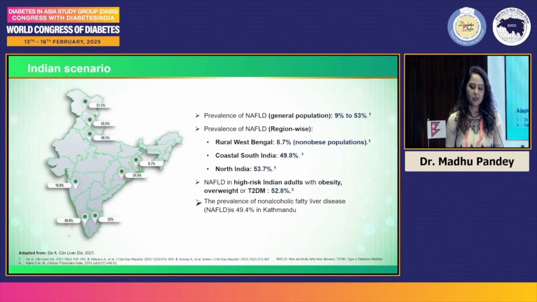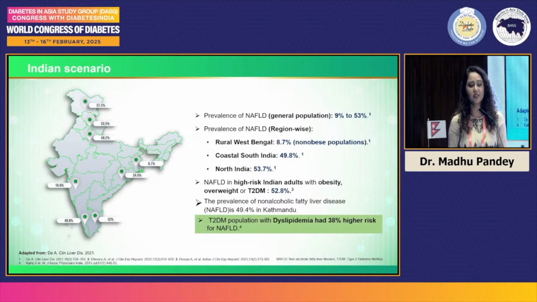The prevalence of NAFLD in the general population is 9 to 53% in the Indian scenario. Region wise, the rural area of West Bengal has 8.7%, coastal south 49.8%, and North India has the highest prevalence of NAFLD at 53.7%. NAFLD in high risk Indian adults with obesity is 52.8% in type 2 diabetes. For the prevalence of non-alcoholic fatty liver disease in Nepal, we could find only one study, done in Kathmandu patients, where 49.4% of the patients have NAFLD. Type 2 diabetes population with dyslipidemia have a 38% higher risk of NAFLD.